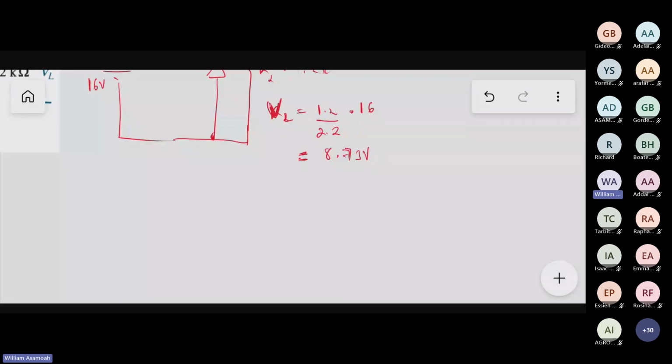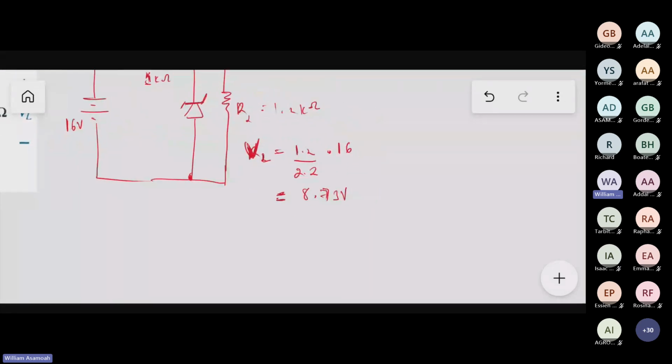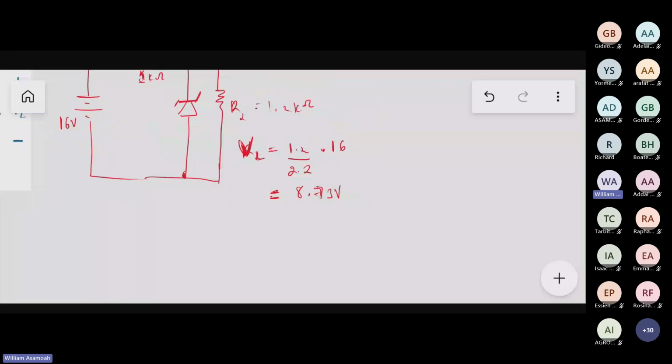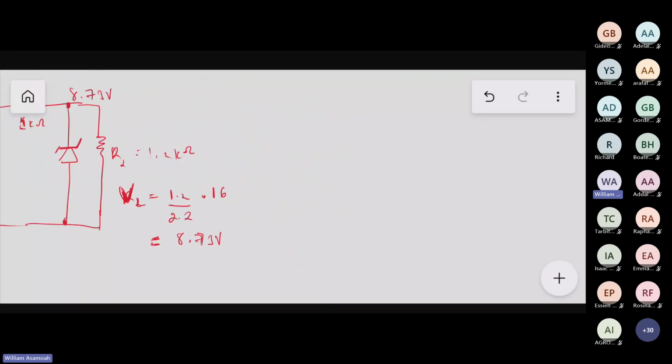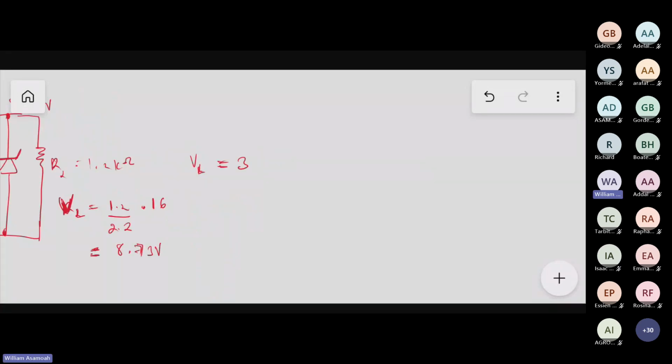So let's repeat the calculation for when RL is 3. The question said repeat part A with RL equal to 3. So when we repeat it, what will VL be? VL will be equal to 3 over 4 times 16. And what will we get?